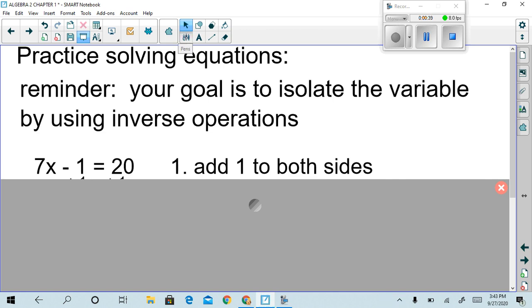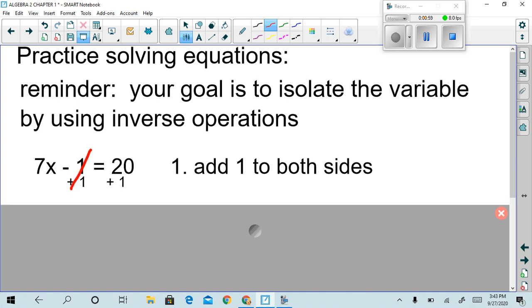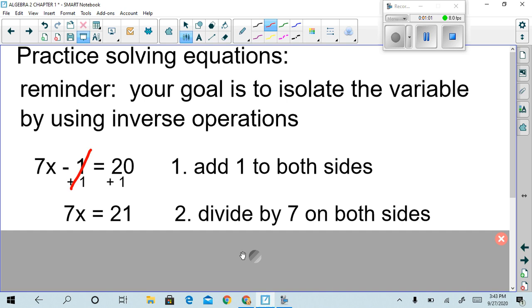So as I'm looking at this, you're thinking inverse operations, and you're thinking, in this case, it's a two-step. You want to do the inverse of subtraction, so you're going to add 1 to both sides. By adding 1 to this left side, anything plus its additive inverse will cancel out, and then you're going to get 7x is equal to 21.